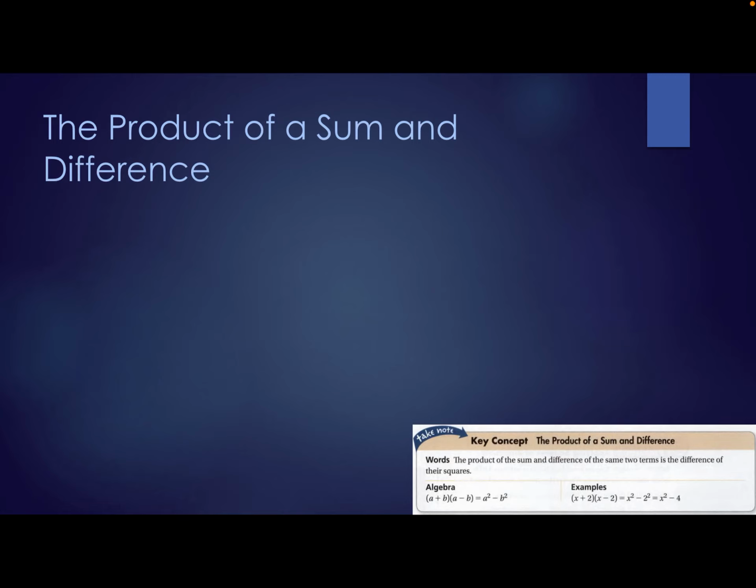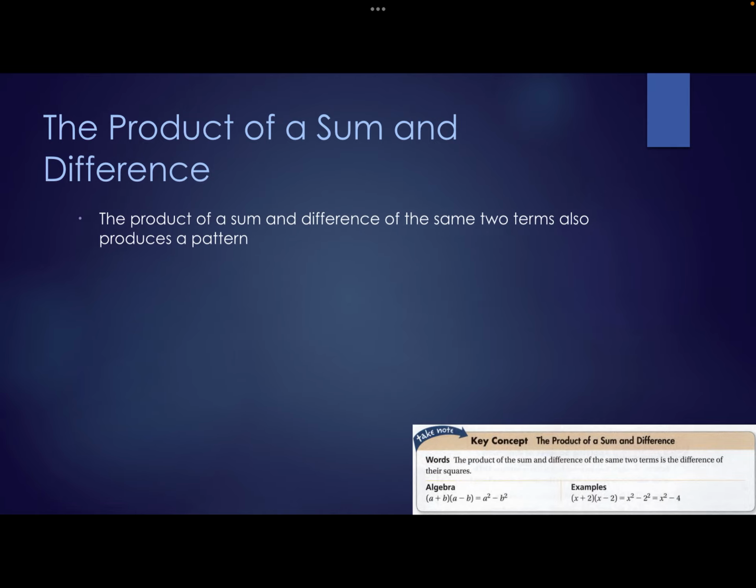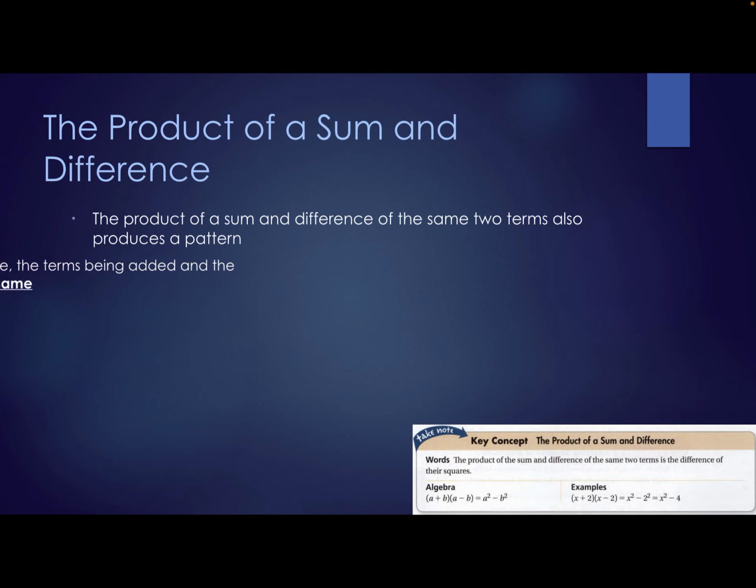All right, so we talked about the squares of a binomial. Now let's talk about the product of a sum and difference. So first, the product of the sum and difference of the same two terms, they produce a pattern.